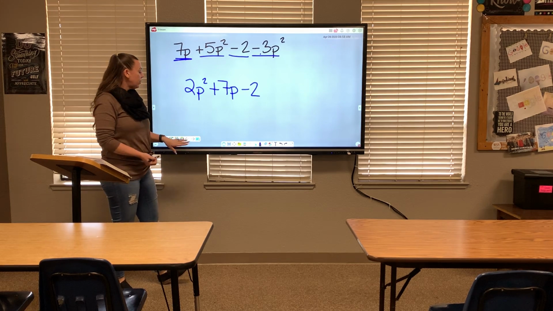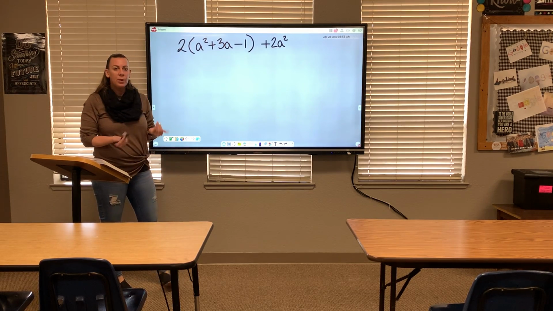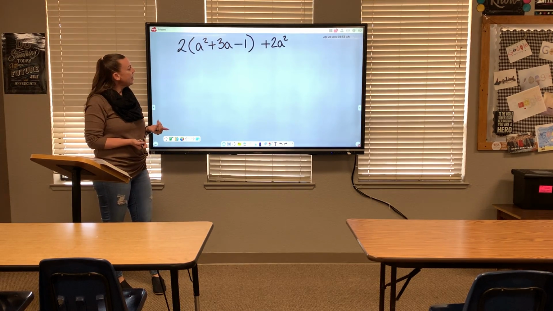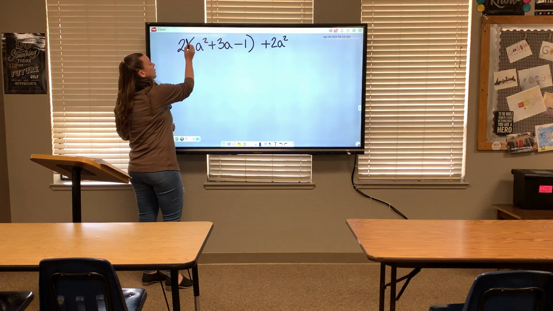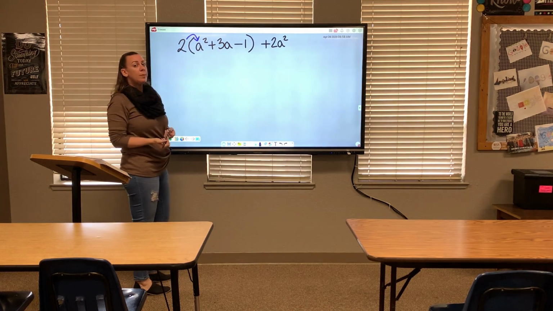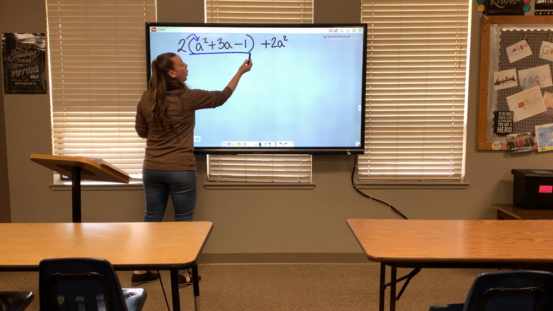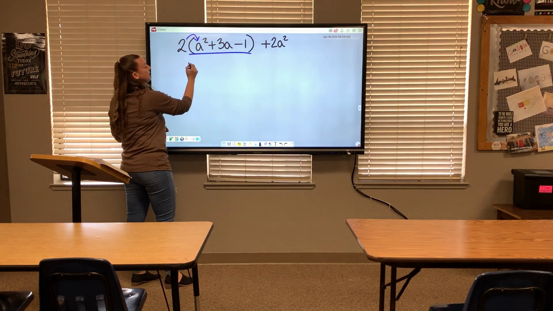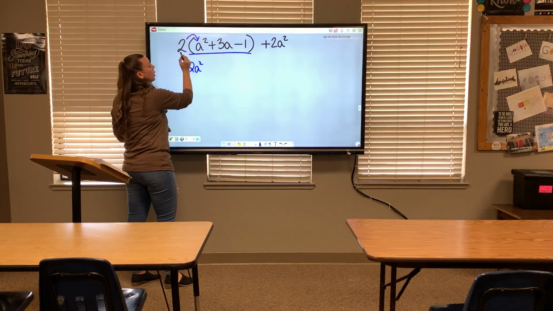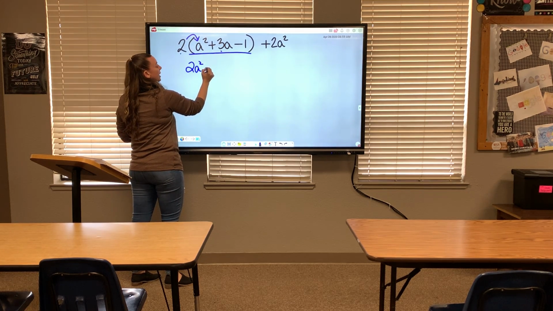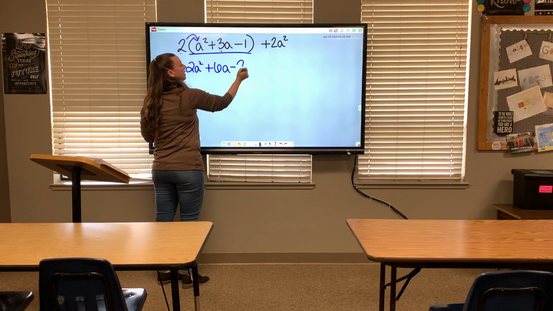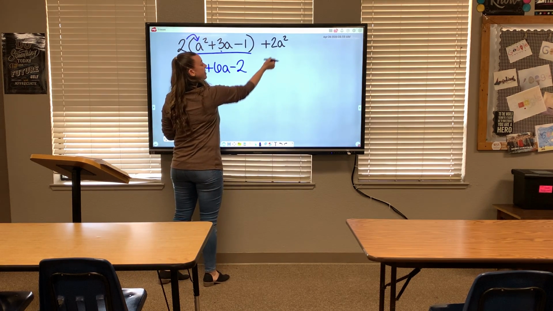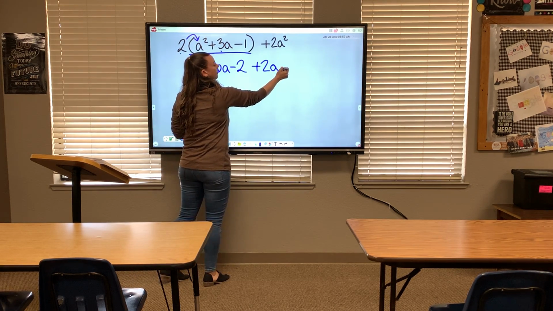Let's take it one step farther. Let's say we have a distributive property that we've got to work through, and then we simplify it and put it in standard form. So let's start with just using the distributive. I have this 2 that's going through this whole parenthesis. So 2 times a squared is 2a squared. 2 times 3a is a plus 6a. 2 times a negative 1 is negative 2. And then this is by itself, so I'm going to bring that down.